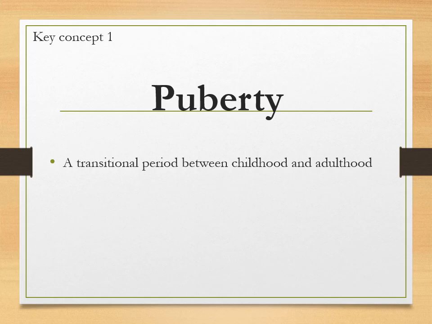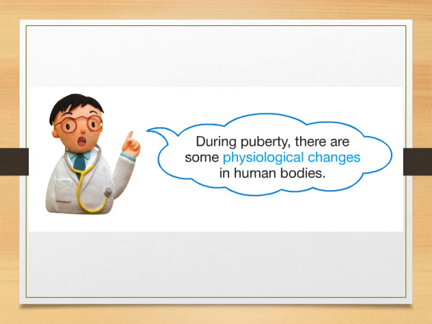In the previous slide, the word puberty is a key concept, the first key concept that you have to remember in this unit. Puberty means a transitional period. It is a period between childhood and adulthood. During puberty, there are some physiological changes in human bodies.